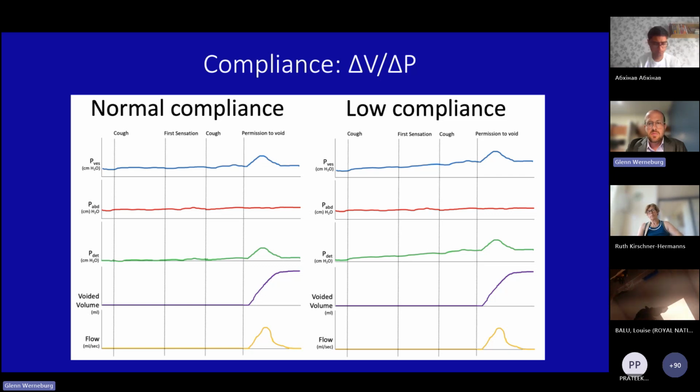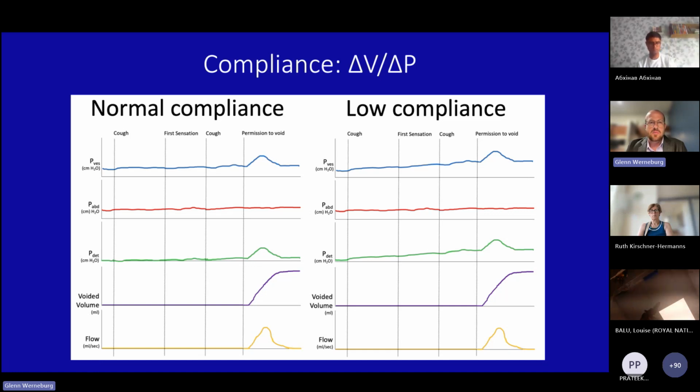Well, how do you know it's poor compliance? Well, you have to measure it and do that calculation. So what you do is you take two different points on that P det line. I didn't give you exactly the volume the bladder is filled with. I'll give you a case example shortly. But basically, you take the difference in volume and then you divide that by the difference in pressure and you get your compliance. You can make that calculation.